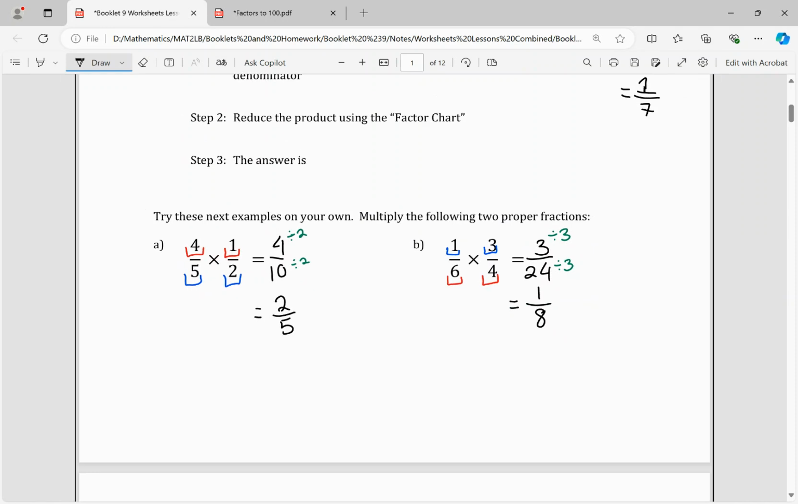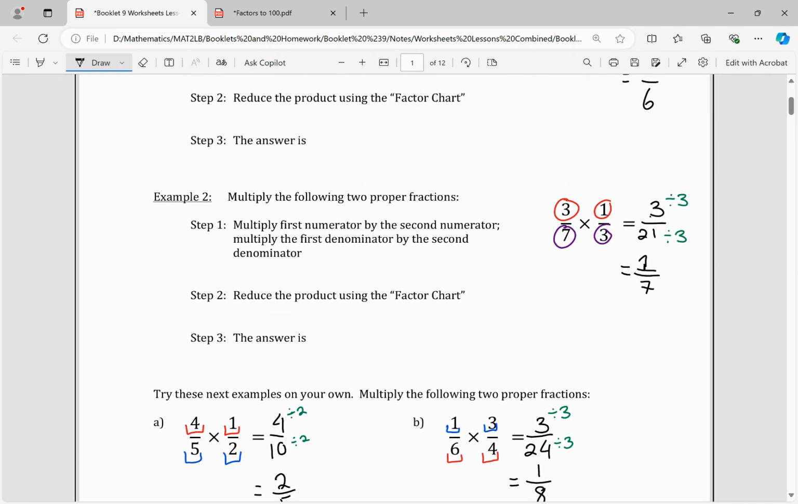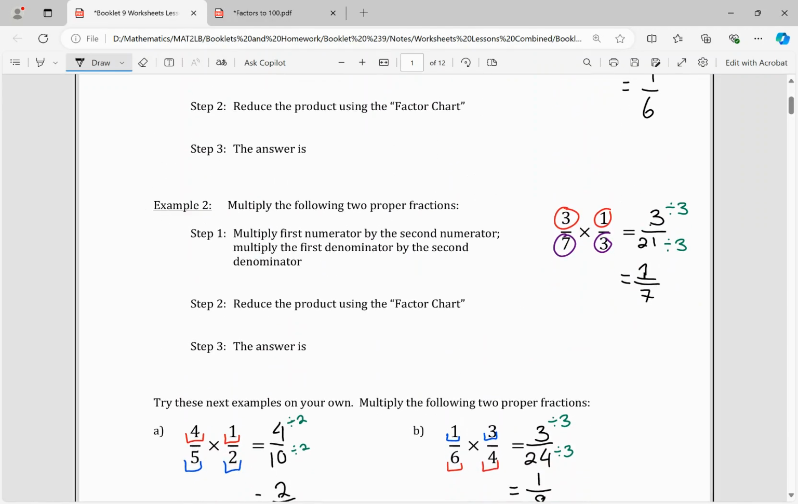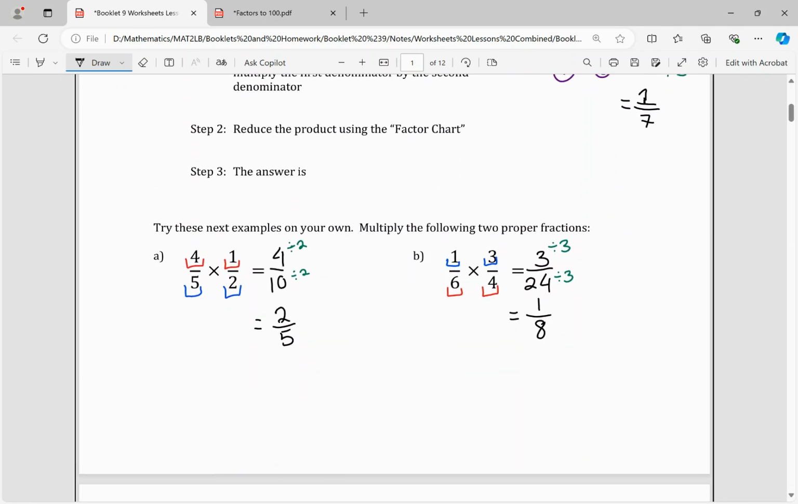And that's about it. Hopefully you agree that there are fewer steps and it's a little bit more straightforward to multiply two fractions than it is to add and subtract.